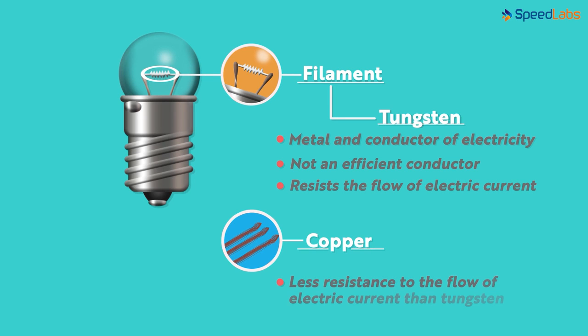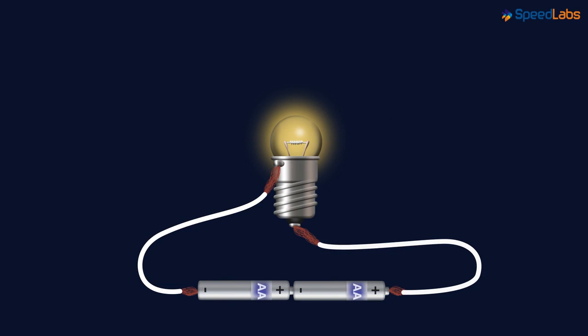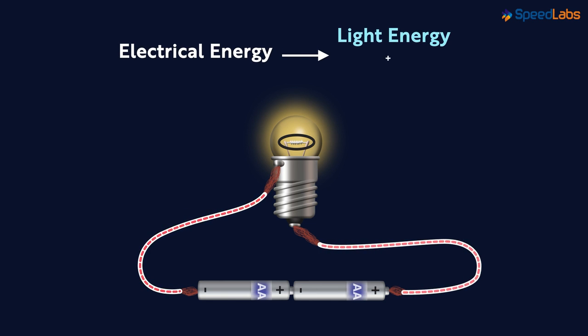The copper wire also offers some resistance to the flow of electric current, but it's very less compared to the resistance offered by tungsten. So what happens when we connect it with a battery? Let me explain it in detail. We use the term electrical energy instead of electric current. In fact, we have seen in the past that electric current is nothing but the flow of energy. When the electric energy flows through the filament, it converts some of this energy into light energy and some into heat energy. Yes, there is conversion of energy taking place.